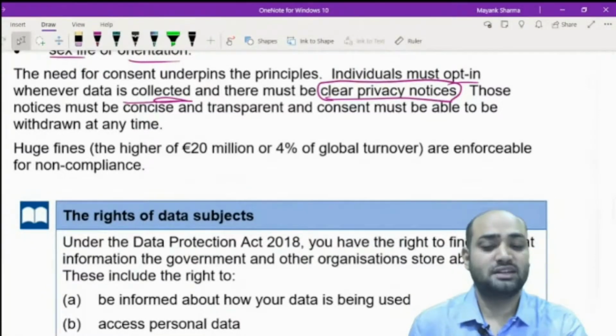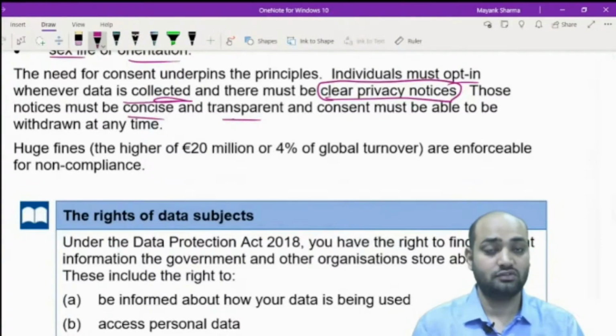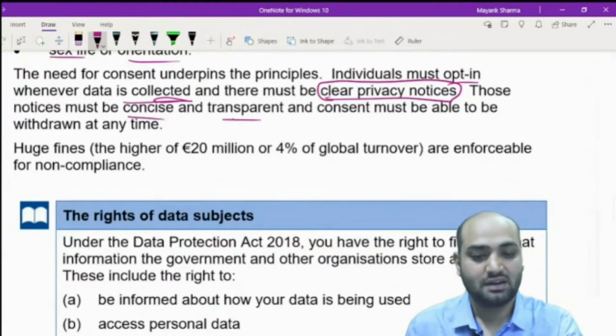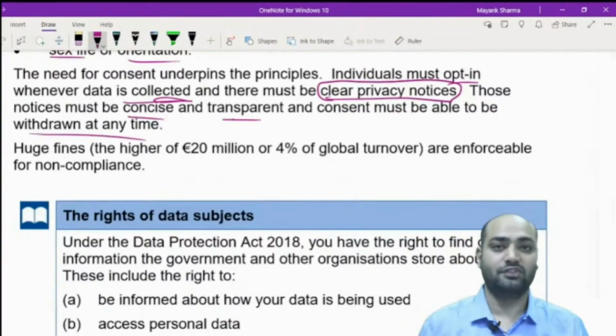Those notices must be concise and transparent. So it is a requirement that those should be concise. Those should not be very long, elaborated ones. Those should be as small as possible, as clear as possible, really understandable, so that the user actually goes through that. But that doesn't happen usually. And consent must be able to be withdrawn at any time. So it is also a feature which should be provided.